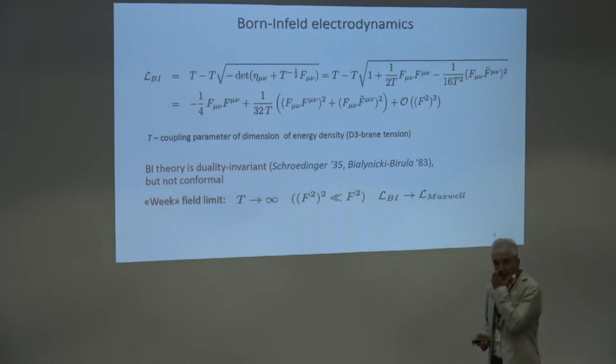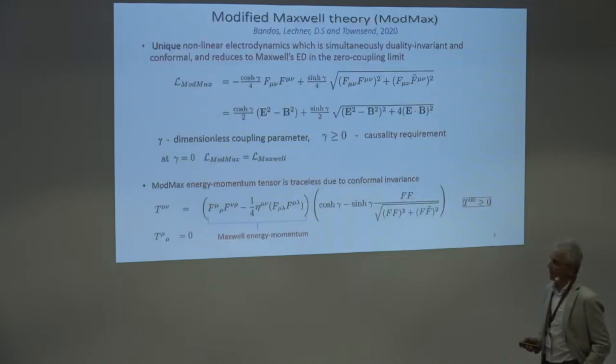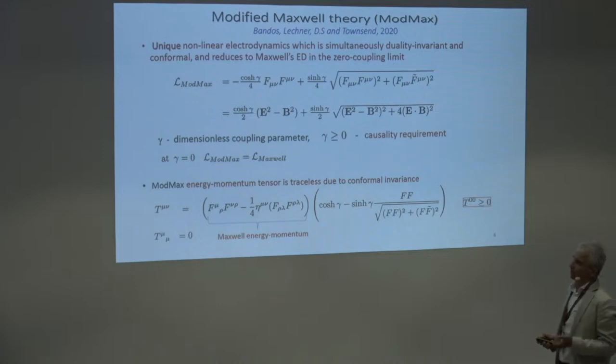So what happens if we now require that the Lagrangian also satisfies the conformal invariance condition in addition to duality invariance? It turns out that there is basically a unique theory, which is the modified Maxwell, or ModMax, theory, and its Lagrangian has the following structure here. It has the dimensionless parameter gamma, which enters the Lagrangian under the hyperbolic cosine and sine. The parameter should be greater than or equal to 0. When the parameter is equal to 0, it is Maxwell theory. And the fact that it is greater than 0 is the causality condition which I discussed earlier.